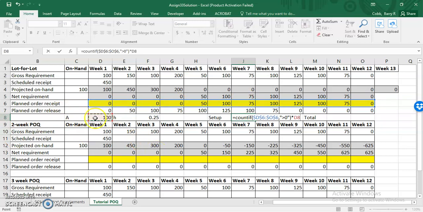I use A as the fixed ordering cost because that's the notation we used in inventory models. So this should be a $700 cost as a fixed ordering cost.